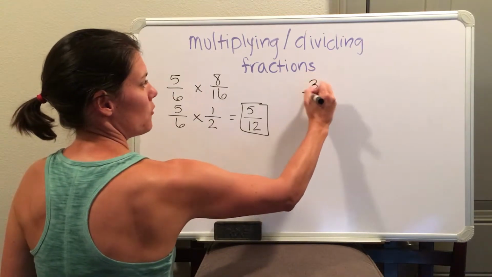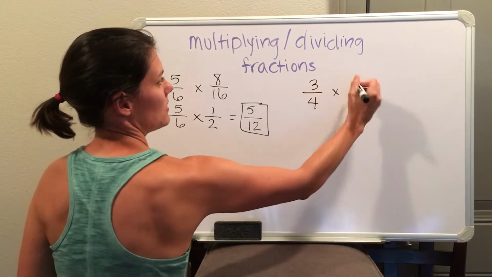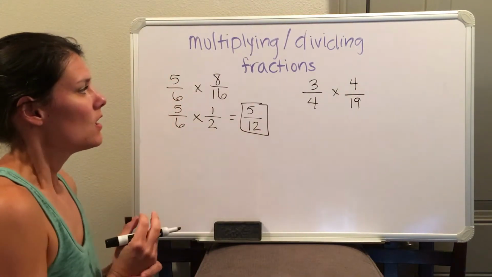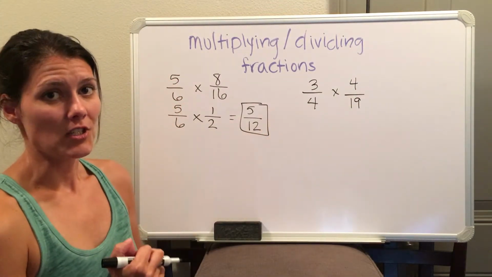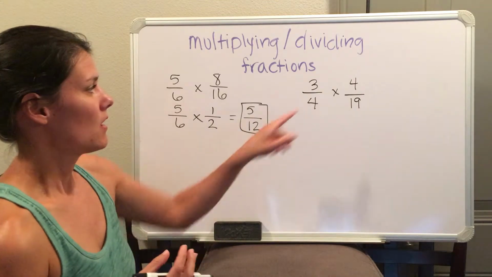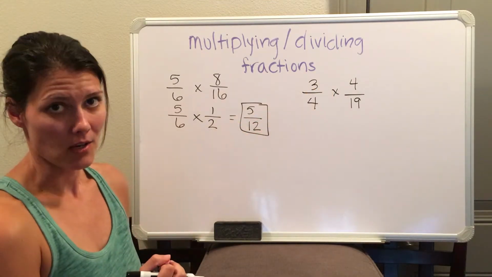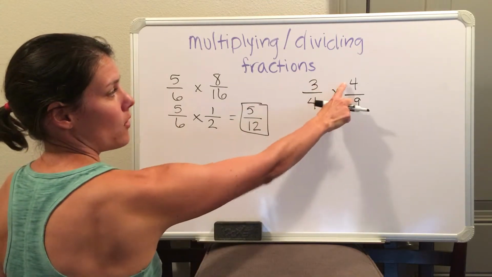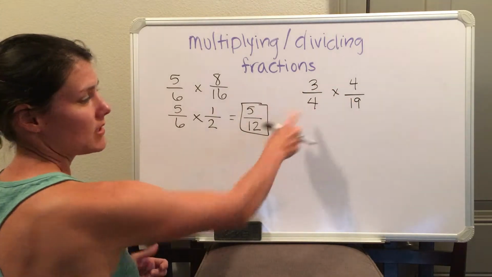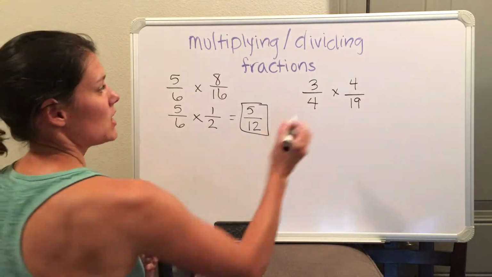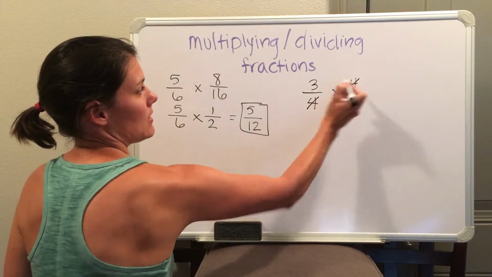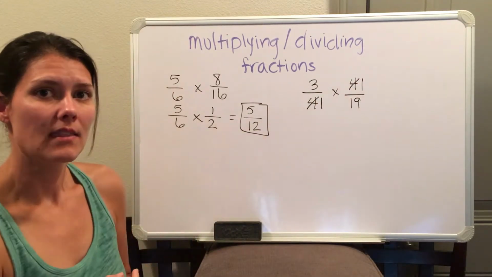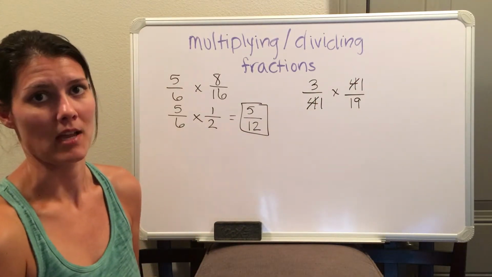Let's look at 3/4 times 4/19. When you look at your two fractions, if you see you have a common number on the top as you do on the bottom, you can actually cancel them out. I see a 4 in the numerator, but I also see a 4 in the denominator. So what I can do is go ahead and mark them out and replace it with a 1. That will also help you with your multiplying and make it a little simpler.